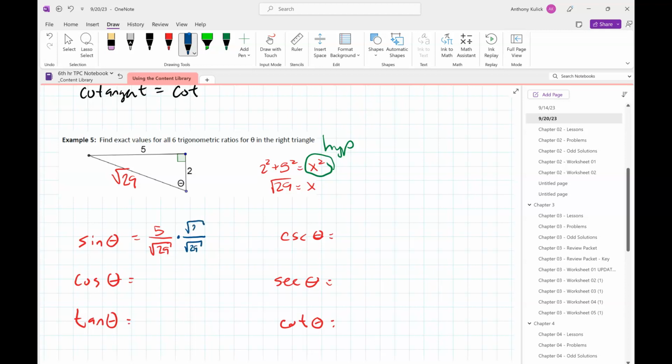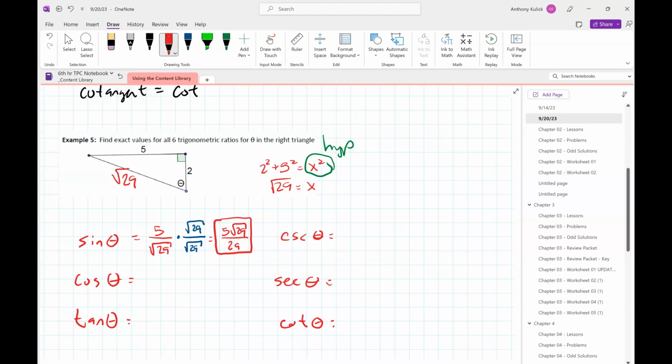Yeah, when you say both sides, you mean the top and bottom. Yep. So 5 times the square root of 29 is just 5 square root of 29. What's square root of 29 times square root of 29? Just regular old 29. Great. Now cosecant should be easy now. What's cosecant going to be?